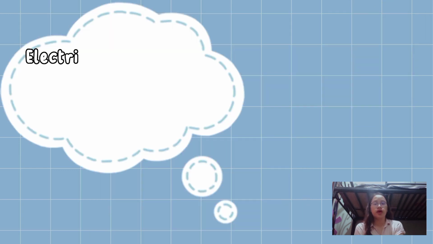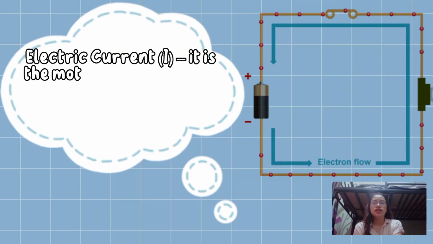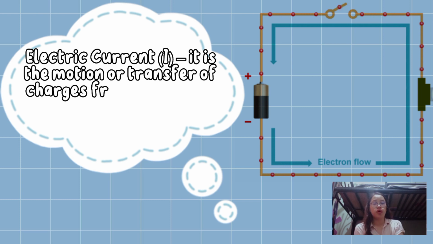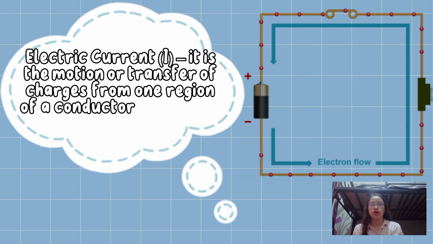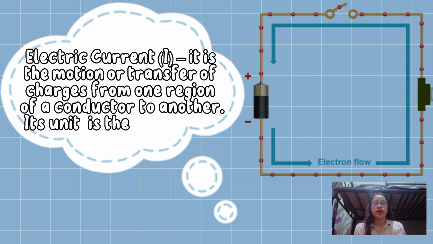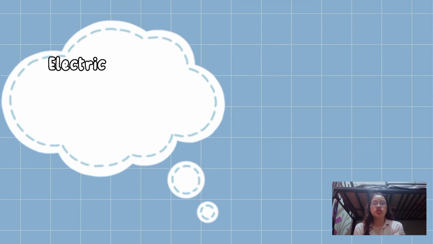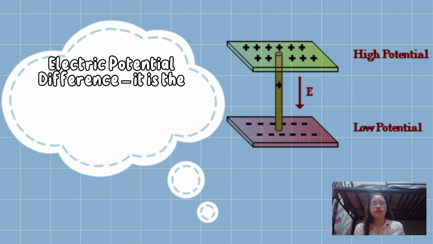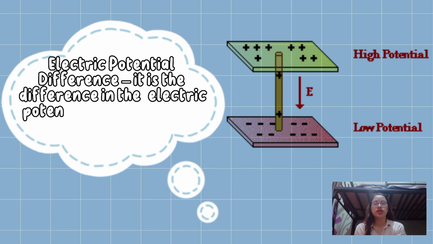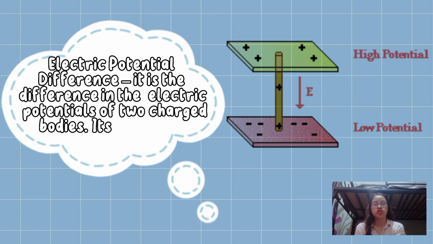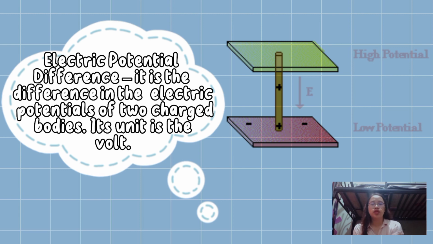Next is the electric current, or I. It is the motion or transfer of charges from one region of a conductor to another. Its unit is the ampere. Electric potential difference. It is the difference between the electrical potential of two charged bodies. Its unit is the volt.